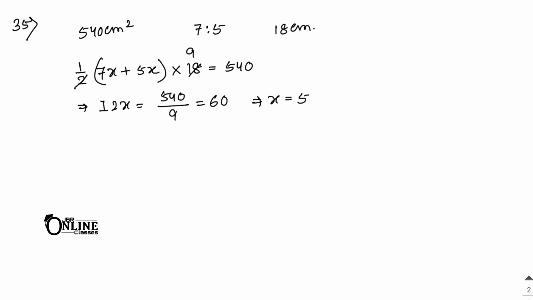So now if x equal to 5, then two sides are 7 into 5, that equal to 35, and another one 5 into 5, that equal to 25. So 35 and 25 is your answer.